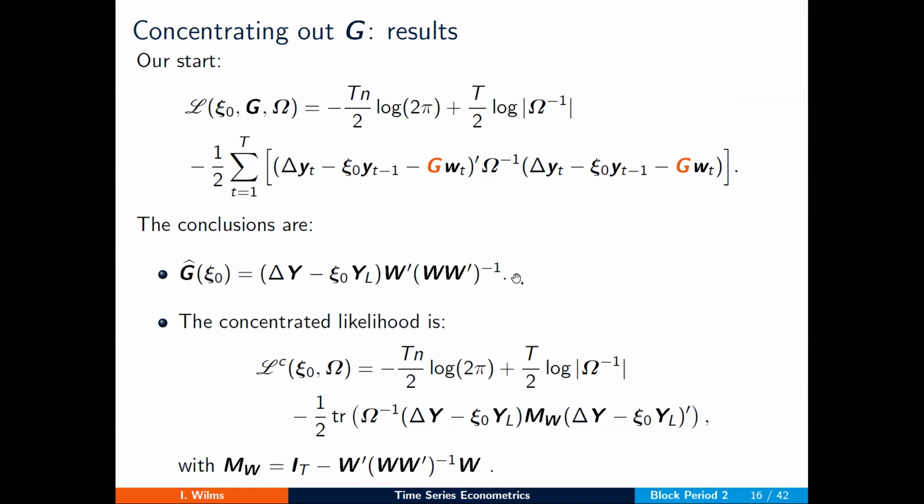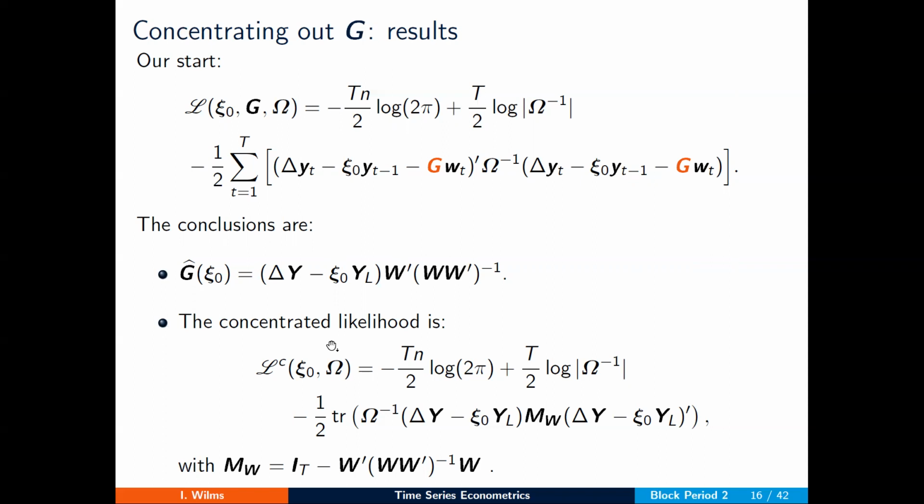And then hopefully it will not come as a surprise that the maximum likelihood estimator for G is indeed given by the least squares estimator of the regression of this new response on the predictors W. And that is indeed the solution that you will obtain in the tutorial. Now we have the maximum likelihood estimator for G. Our next step is to continue with the concentrated log likelihood.